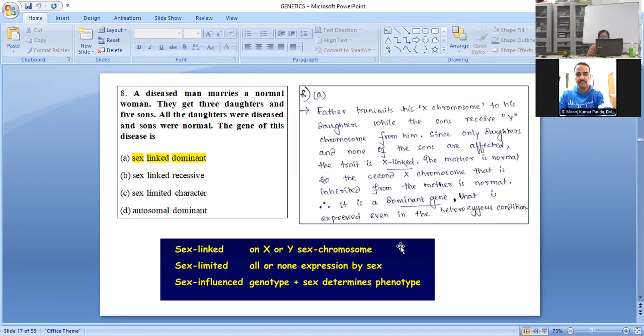So from the question itself, we have to deduce what could be the answer. Diseased man, normal woman, both X would be normal. All the 3 daughters and 5 sons, and daughters are diseased, that means definitely the disease is coming from the father. And if it is coming from the father, it is definitely not Y-linked because the sons are normal. So it has to be an X-linked one, and with just one disease gene it is being expressed. So we say it's a dominant X-linked inheritance.